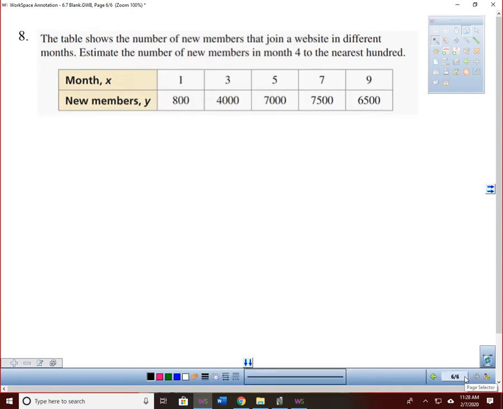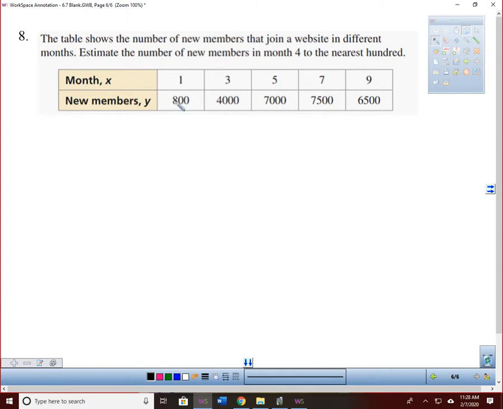All right, number 8. The table shows the number of new members that join a website in different months. Estimate the number of new members in month 4 to the nearest 100. So my new members is the Y, my month is the X, and if I'm wanting to estimate, then I'm going to need a model to go with this.